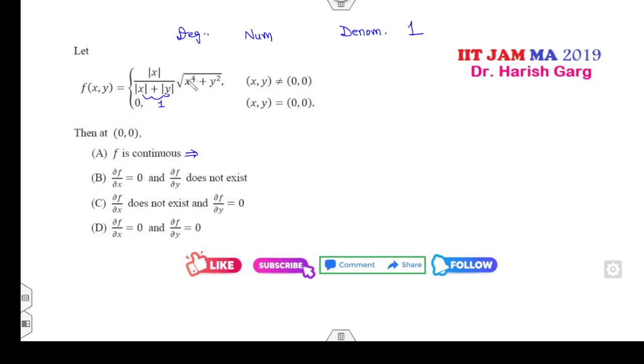And it will be 2 plus 1, 3. Since the degree of the numerator is greater than the degree of the denominator, therefore the function is continuous at 0, 0. Yes, the first option is the correct option.